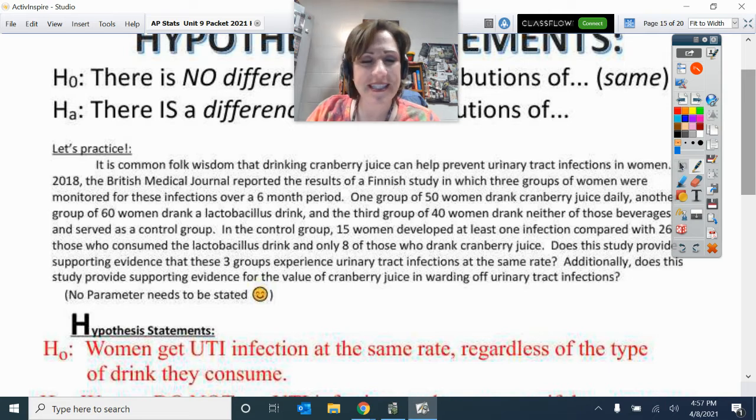That's a weird question. That's like saying, does this provide evidence the null is true? I don't like that question. That's not a statistically sound question, so I don't know why that was there. Additionally, does this study provide supporting evidence for the value of cranberry juice in warding off urinary tract infections? All right. So remember, we're not going to list out our parameter, but here we'll go to our hypothesis statement.